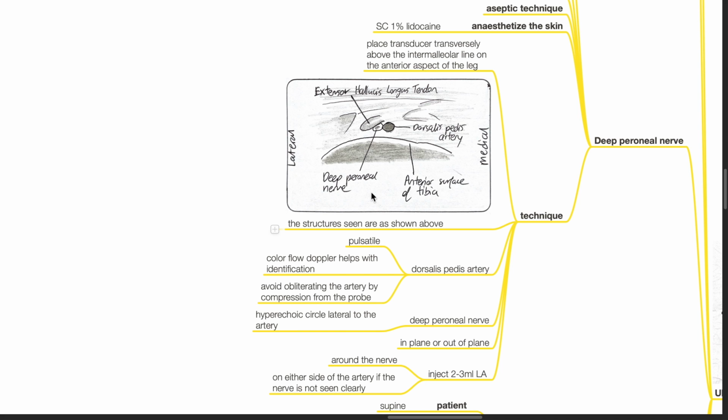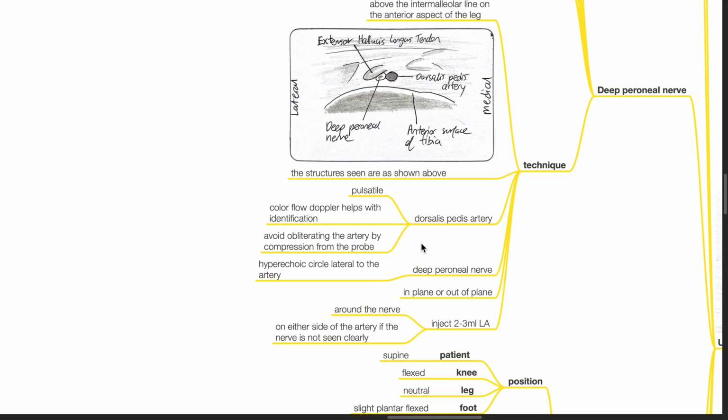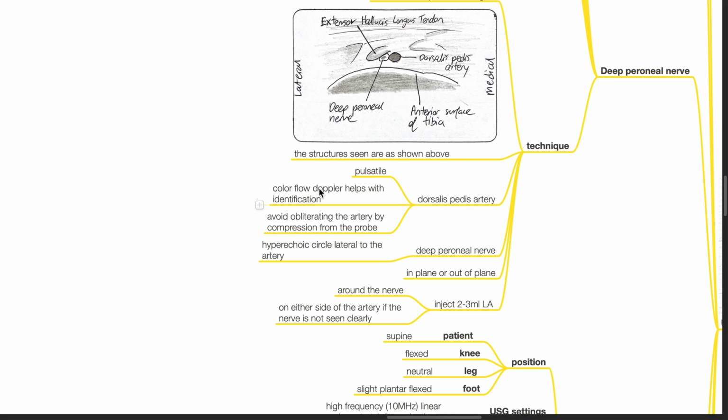The structures seen are as shown above. Dorsalis pedis artery is pulsatile. Color flow Doppler helps with its identification. Avoid obliterating the artery by excessive compression from the probe. The deep peroneal nerve is a hyperechoic circle lateral to the artery.